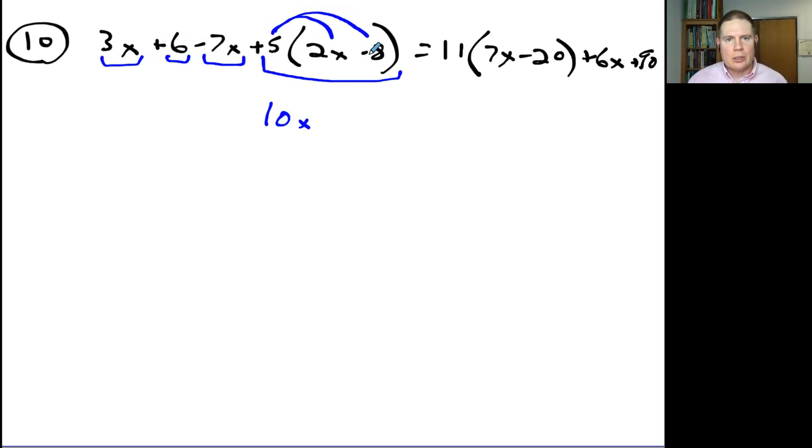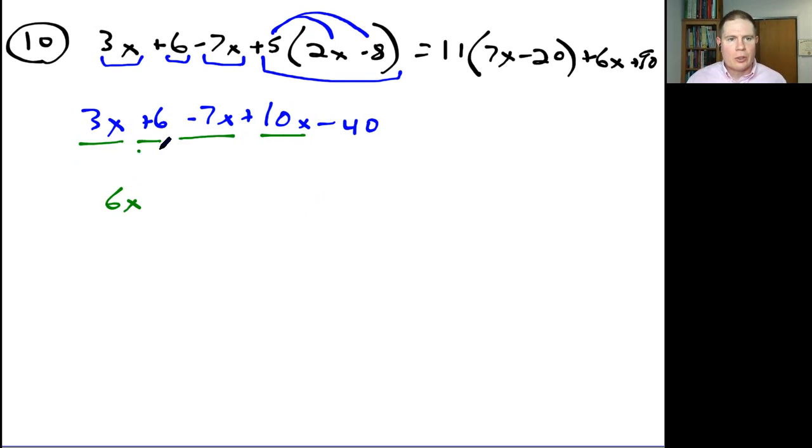5 times 8 is 40. That 5 was positive. Positive times positive, there's positive 10x. Positive 5 times negative 8, that's giving me the negative 40. Positive 10x, negative 40. But then I also have this minus 7x, positive 6, and positive 3x here. So when I'm looking at like terms, 3x and 10x, both positives, that's 13x. And 13 minus 7, that's 6x.